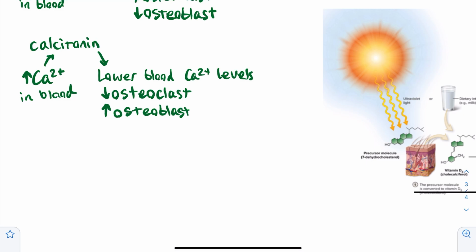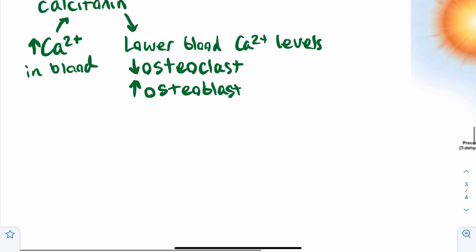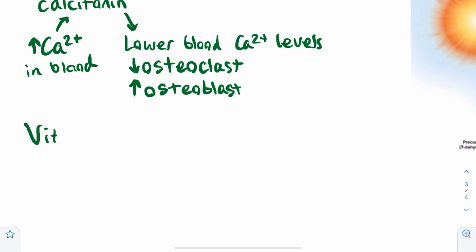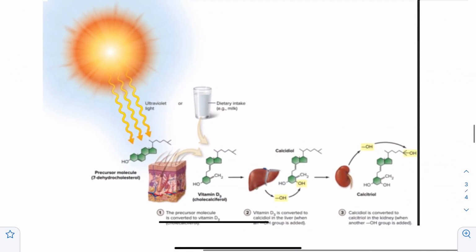The other influencer of blood calcium and bone remodeling is vitamin D. And you've probably heard that if you go out and get some sun, you'll get vitamin D. Misconception might be that the sun just gives you vitamin D. You have to already have the inactive form. The sun just provides the energy to catalyze it to become the next form of itself in the series to get it activated. So this process is going to start in your skin, right?